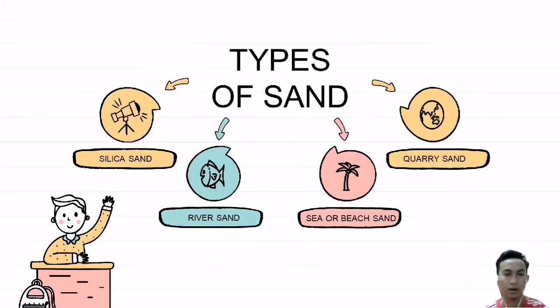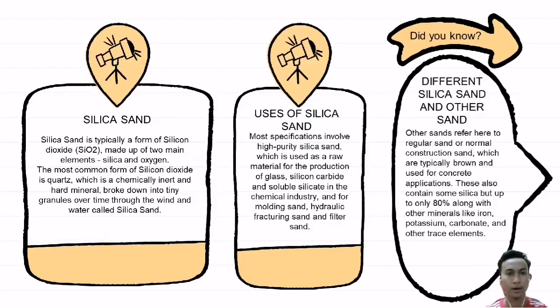Types of sand. There are four types of sand: silica sand, river sand, sea or beach sand, and quarry sand. The use of silica sand. Silica sand is typically a form of silicon dioxide, made up of two main elements, silicon and oxygen. The most common form of silicon dioxide is quartz, which is a chemically inert and hard mineral, broken down into tiny granules over time through wind and water, called silica sand.